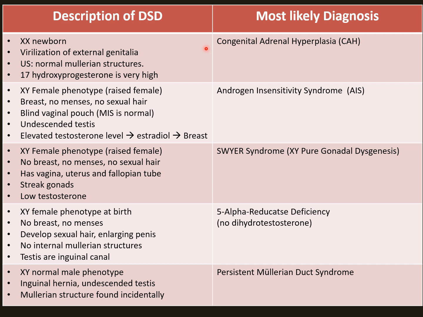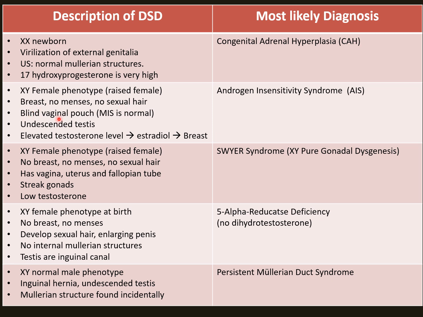Know that the most common cause of ambiguous genitalia in females is congenital adrenal hyperplasia. For the boys, the most common cause of ambiguous genitalia is androgen insensitivity. So the presentation of androgen insensitivity syndrome, XY female phenotype, means external genitalia look like female and raised as female. During adolescence, they will develop breast, no menses, no sexual hair because of resistance to testosterone.